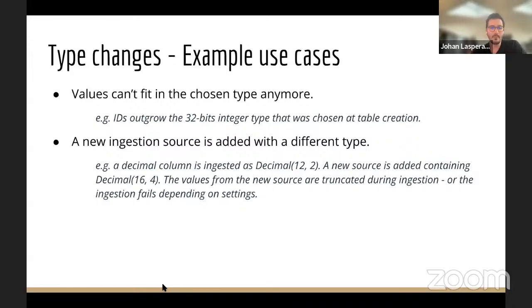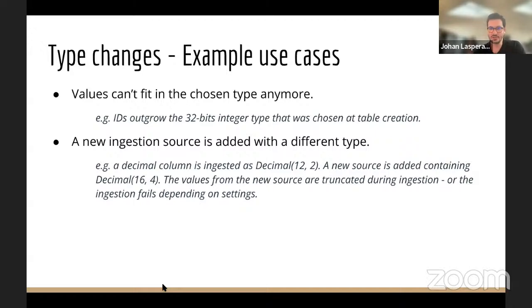Another example that I have is you have your pipeline that's ingesting data into your Delta table. And the source that you're ingesting from was using a decimal type, for example, decimal precision 12 scale 2.